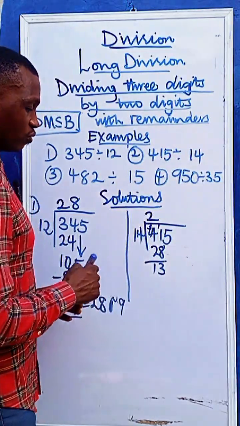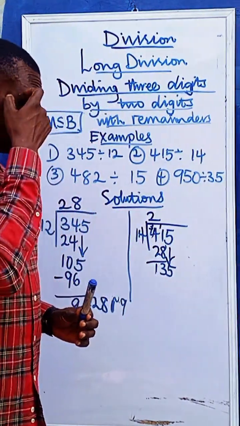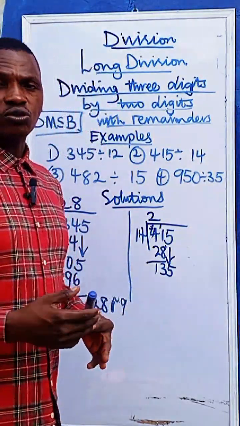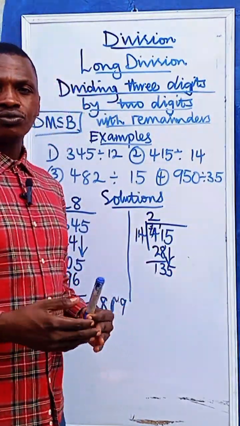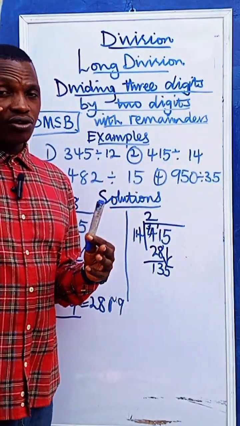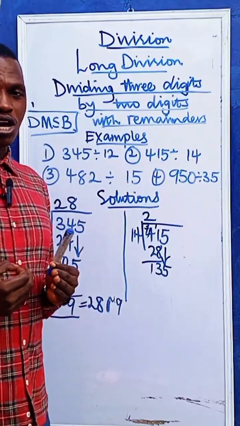What is the next thing to do? You bring down the next number, which is 5. Now we take it again. 14 and 13 cannot go, so we take the 3 numbers together. How many times will 14 go in 135? If we say 14 times 10, my crystal ball is telling me 14 times 10 will give us 140. It's more than what we are looking for.